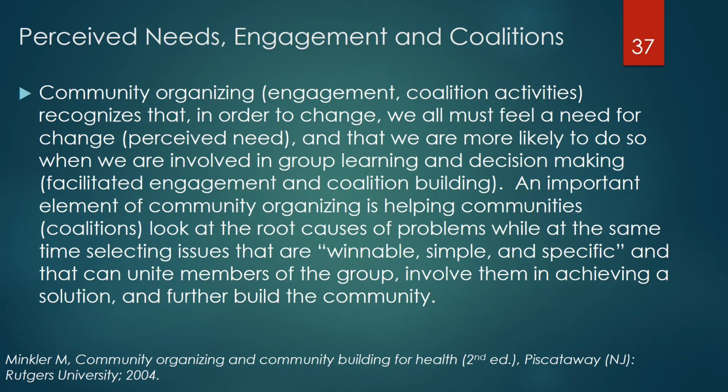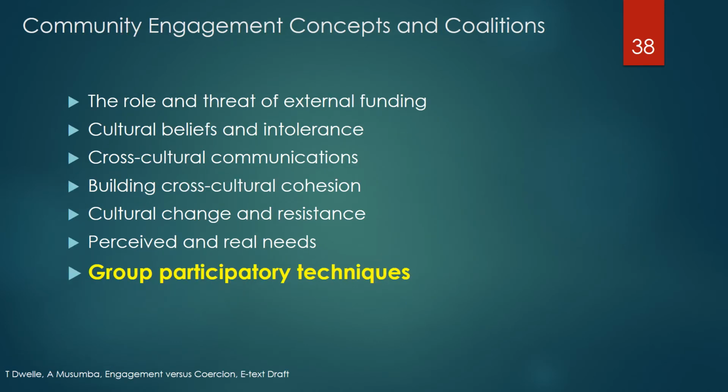Minkler suggested that community organizing engagement, including coalition activities, must recognize that in order to change, we all must feel a need for change, a perceived need, and that we are more likely to do so when we are involved in group learning and decision making, part of a facilitated coalition building. An important element of community organizing is helping communities and coalitions look at the root causes of problems while at the same time selecting issues that are winnable, simple, and specific, and that can unite members of the group, involve them in achieving a solution, and further build the community. The last community engagement concept I'd like to address is the importance of using group participatory techniques.